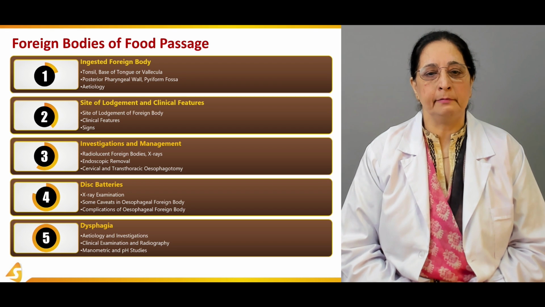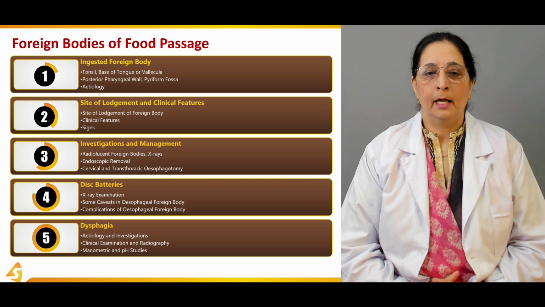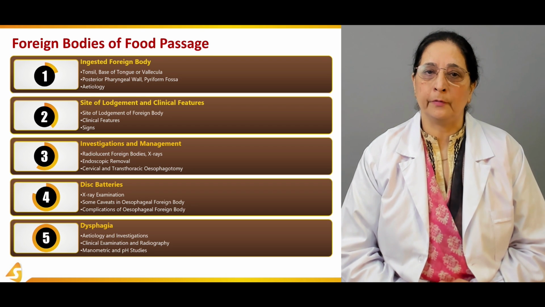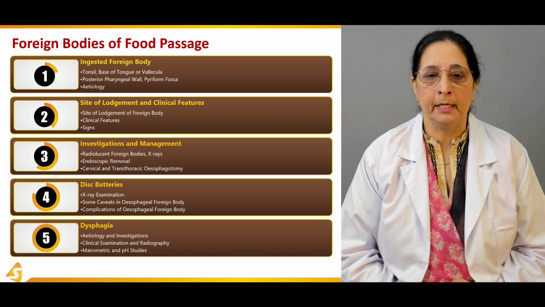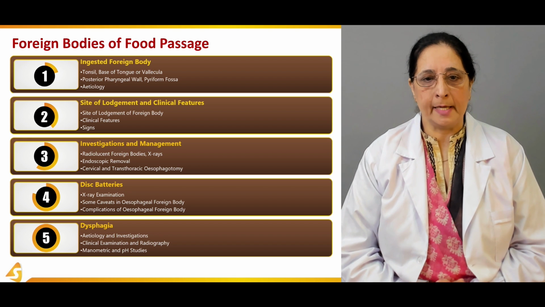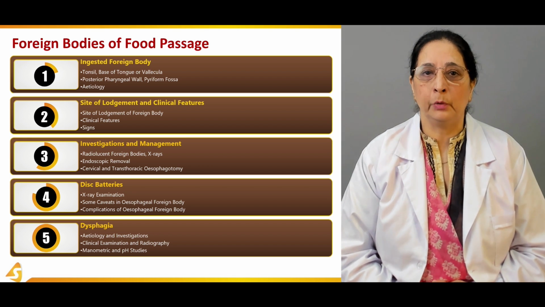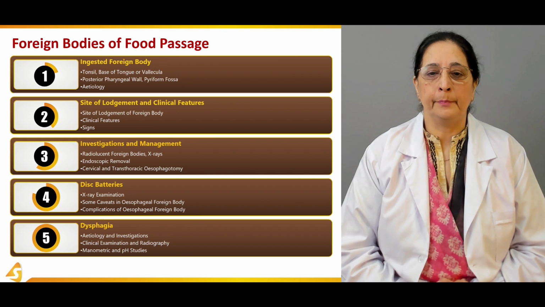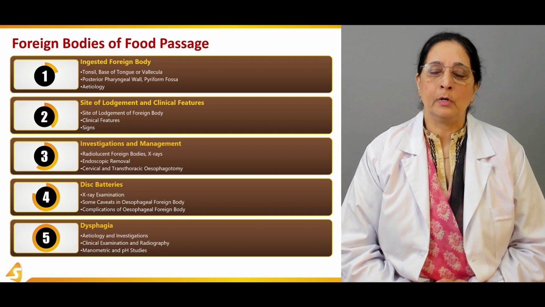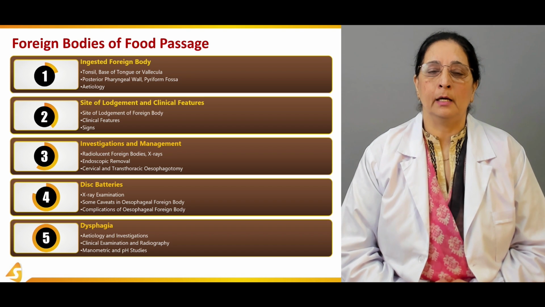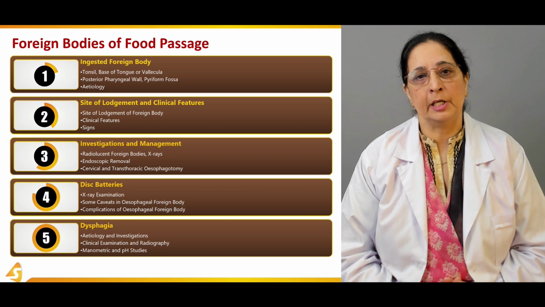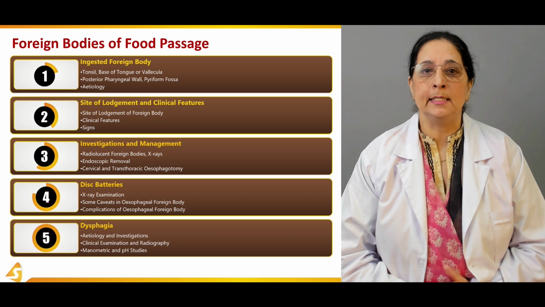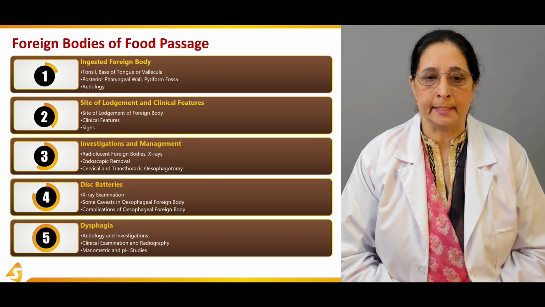In the first section we will talk about the ingested foreign body and the presence of those ingested foreign bodies in the tonsil, base of the tongue or vallecula, and then posterior pharyngeal wall and pyriform fossa, and what are the different types of ingested foreign bodies that get impacted in these different areas or sites.